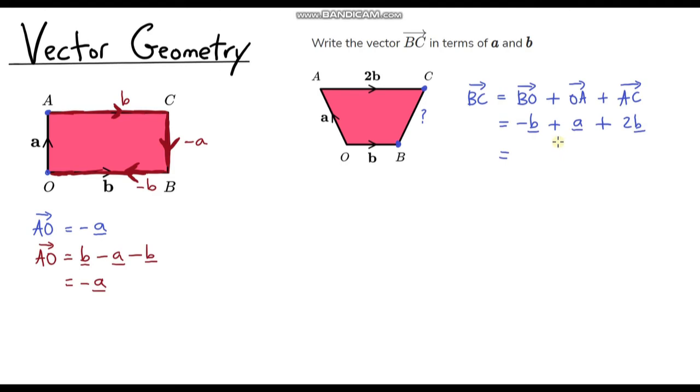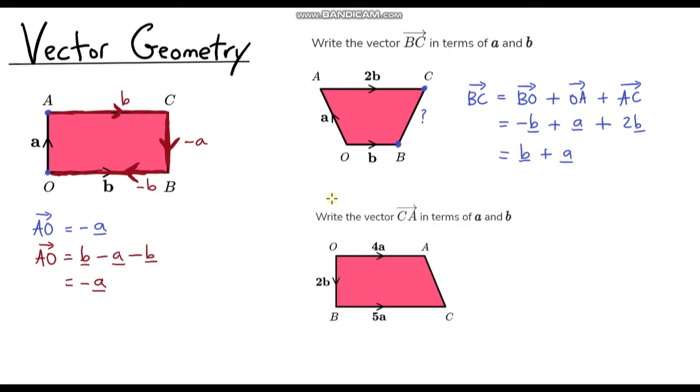And we can simplify this. We've got negative 1b plus 2b. Well, that's just 1b, or just b, and then plus a. So that is our answer, b plus a, or you could write a plus b. The order doesn't matter, but that is our final answer.